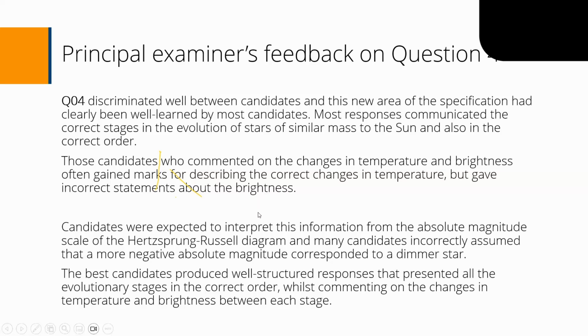Candidates were expected to interpret this information from the absolute magnitude scale of the HR diagram, and many candidates incorrectly assumed that a more negative absolute magnitude corresponded to a dimmer star. The best candidates produced well-structured responses that presented all the evolutionary stages in the correct order, whilst commenting on the changes in temperature and brightness between each stage.